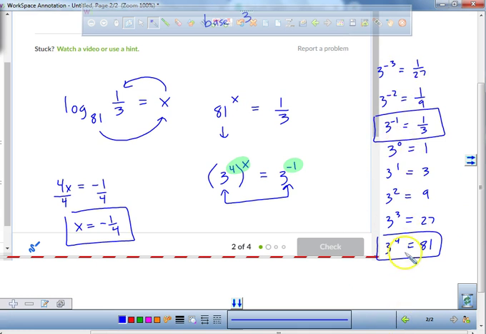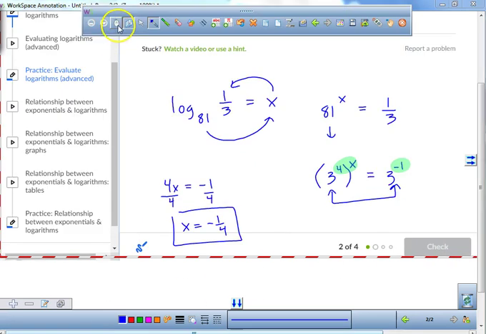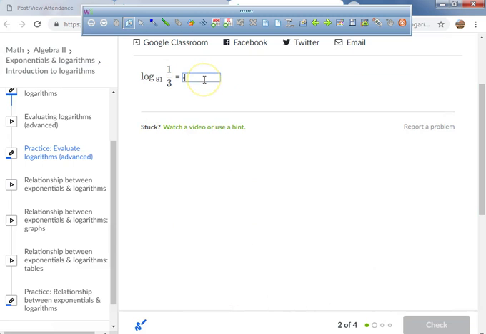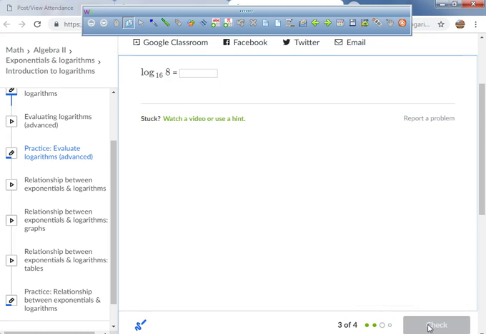So if you had a list of these in a journal or on a piece of paper, it could really help you while you're working. Okay? So what am I going to type in here? I'm going to type in -1 divided by 4 and hit check. Hey, got it right. All right, next problem.